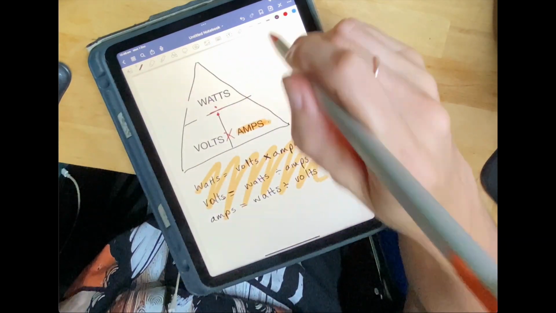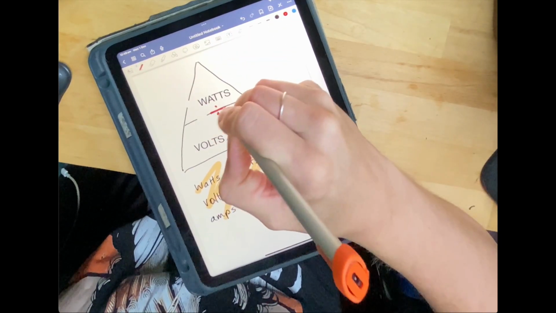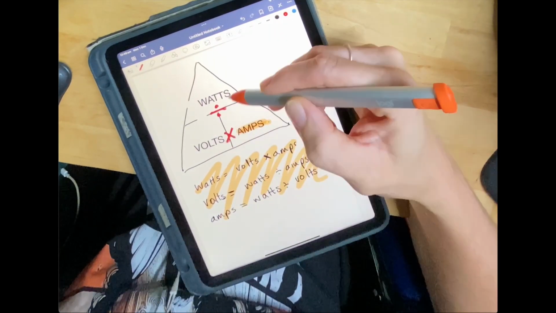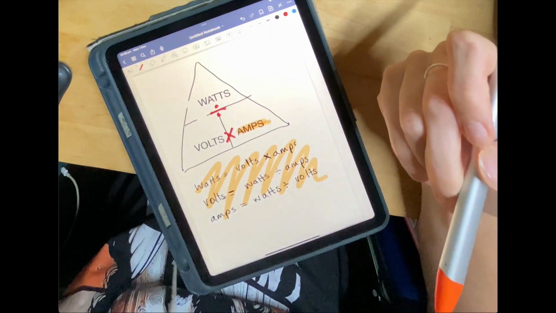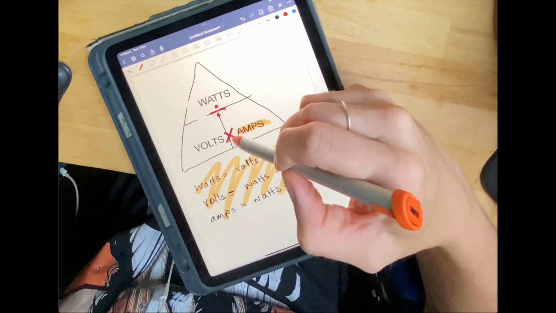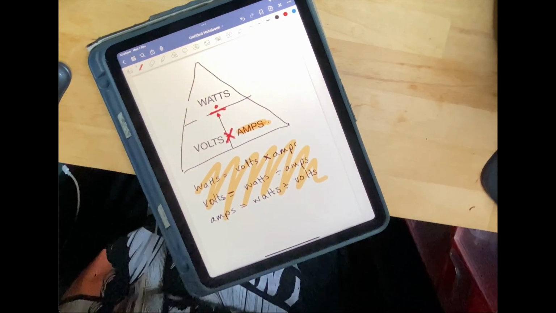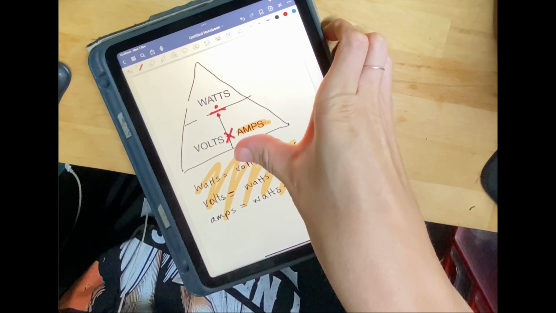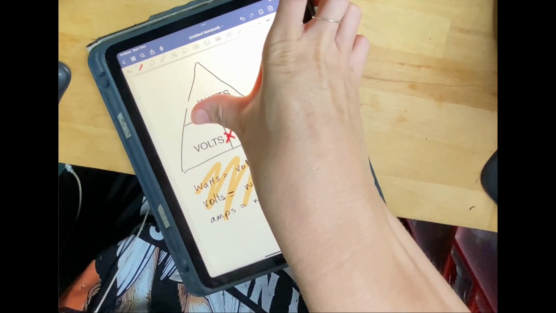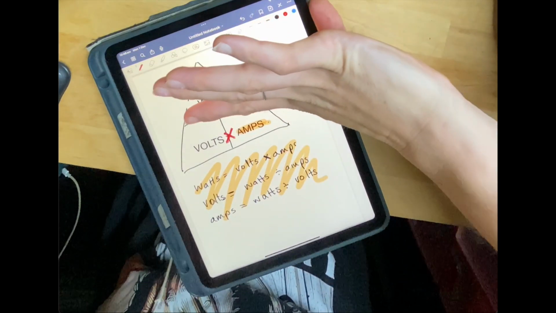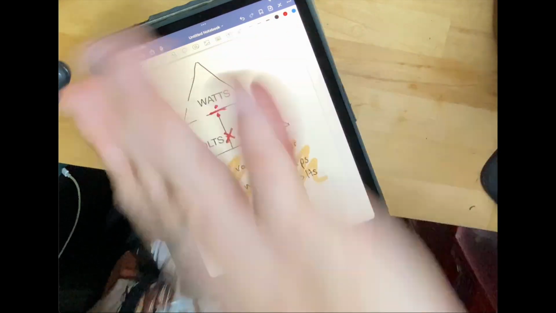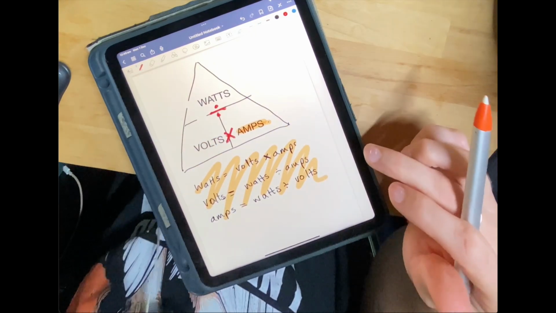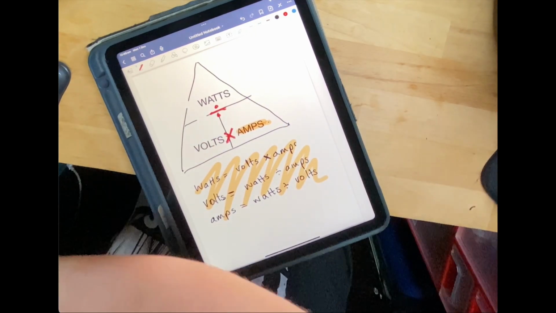So I recommend, if you're a visual person, draw out this triangle, yeah? Watts, volts, amps. Easy. That line is a division sign, that one's multiplication. If you're finding amps, cover it up. You go watts divided by volts. If you want to find watts, cover that up. And then it's volts times amps. You want to find volts, it's watts divided by amps. Pretty simple.